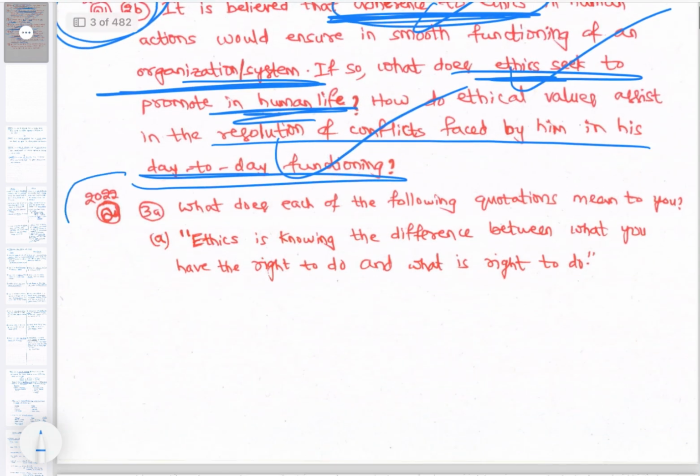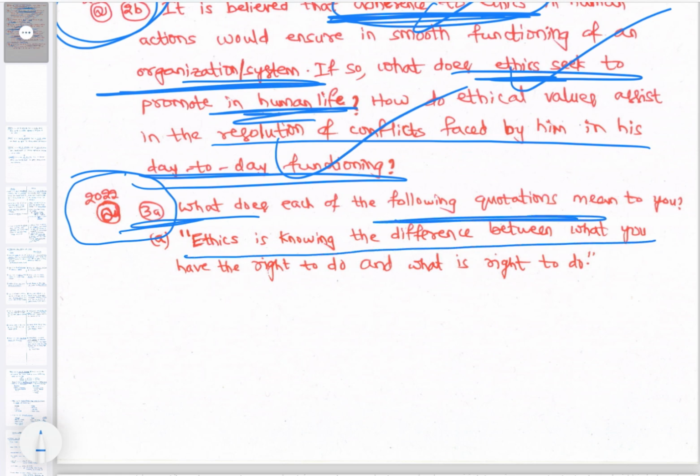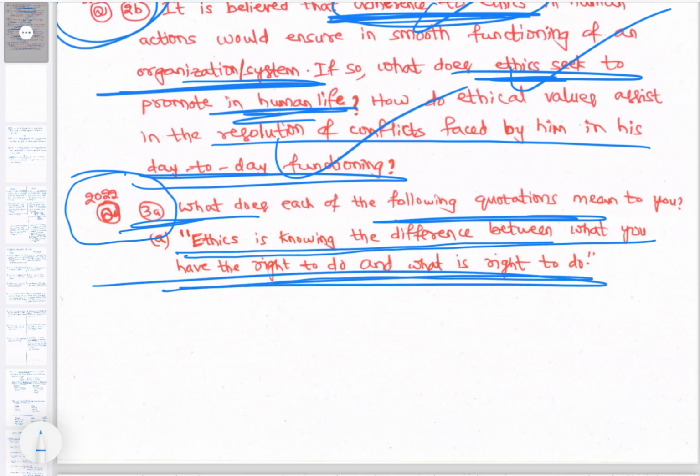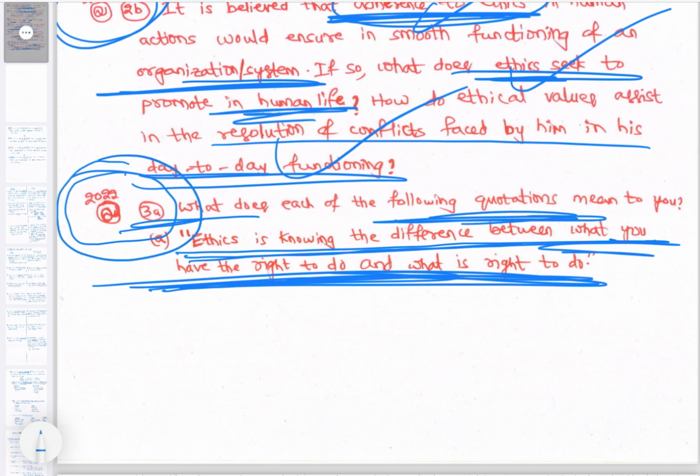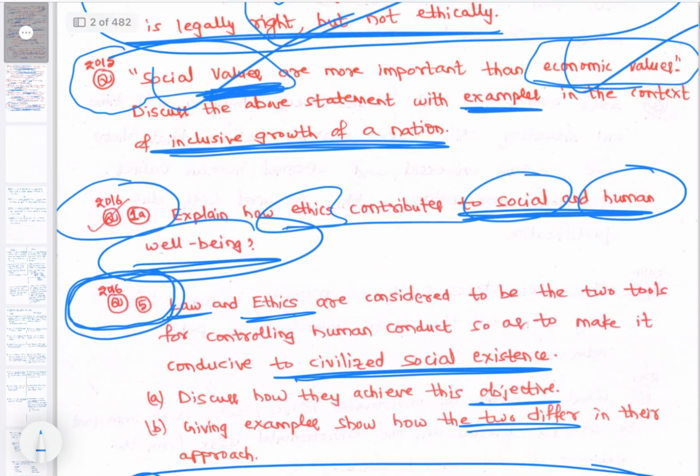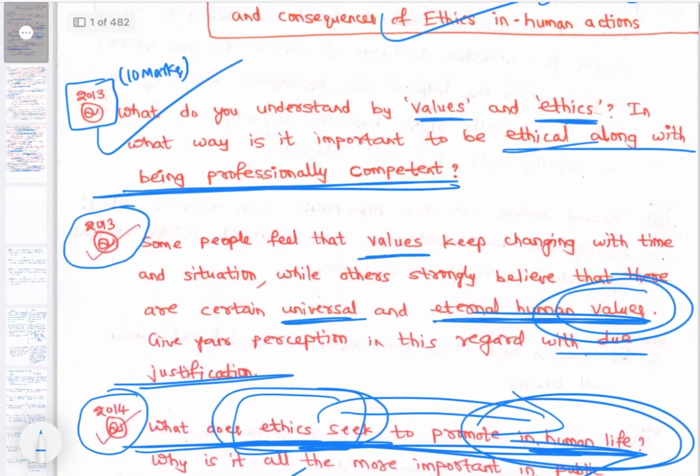Then in 2022 there is a question, that is what does each of the following quotations mean to you? That is, ethics is knowing the difference between what you have right to do and what is right to do. See, this is quotation based, asked in 2022. So these are the questions asked from the first topic of syllabus.